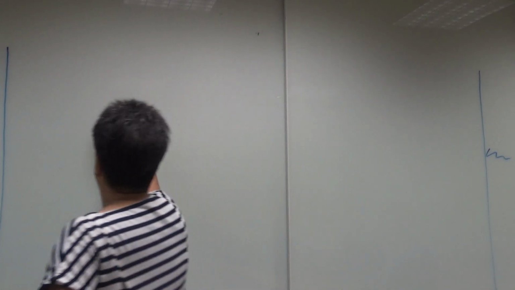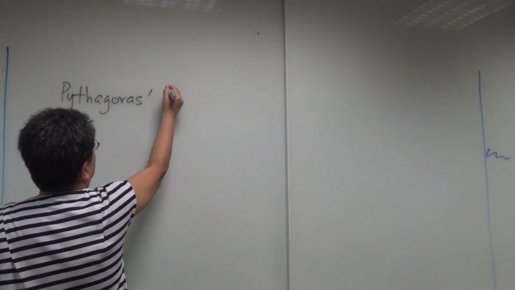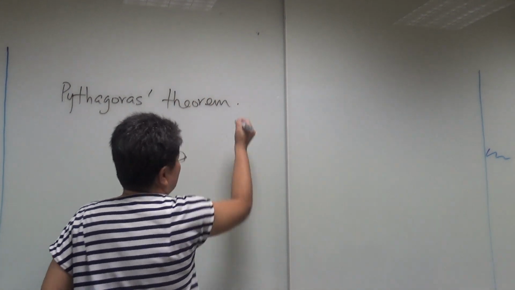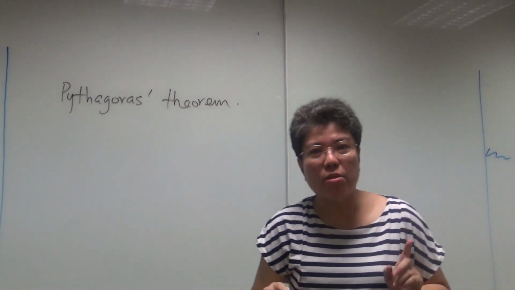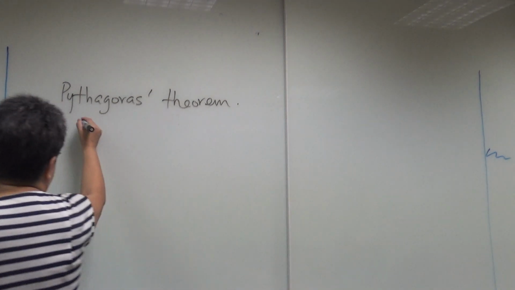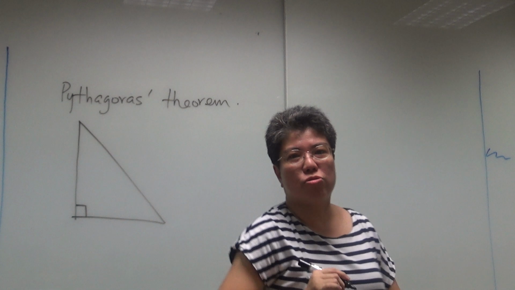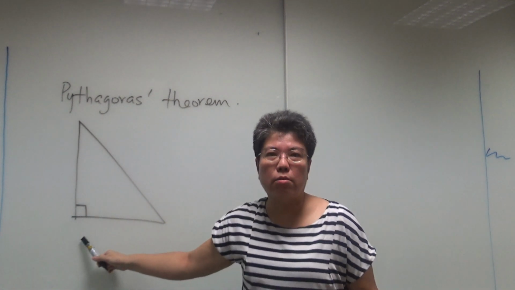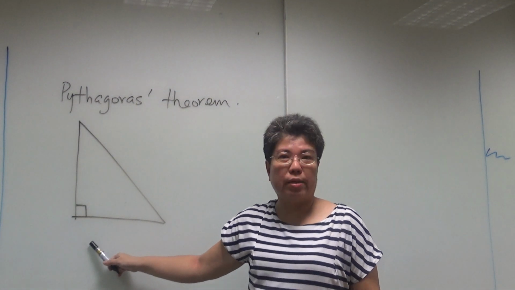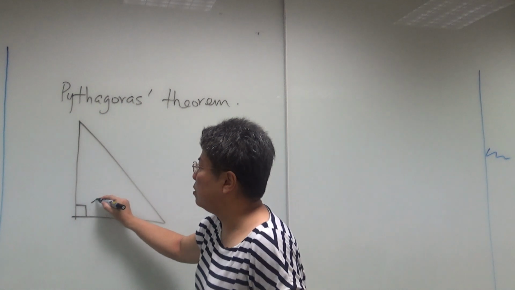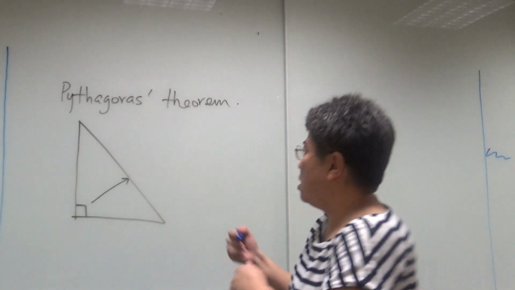Okay class, today we are going to start on a new topic called Pythagoras Theorem. Pythagoras Theorem only works for a right angle triangle. That means one of the angles must be a right angle in the triangle, then you can use Pythagoras Theorem.